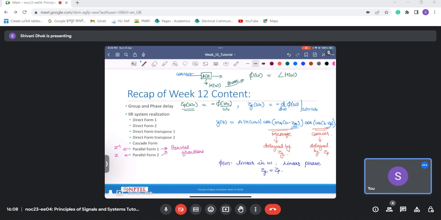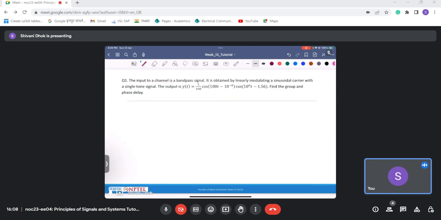Okay. If not, then let us start with the very first question. It says that the input to a channel is a bandpass signal. It is obtained by linearly modulating a sinusoidal carrier with a single tone signal. So sinusoidal carrier means it is of the form cos of omega naught t. This is my carrier.